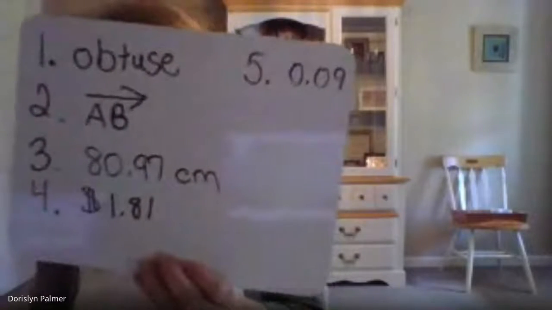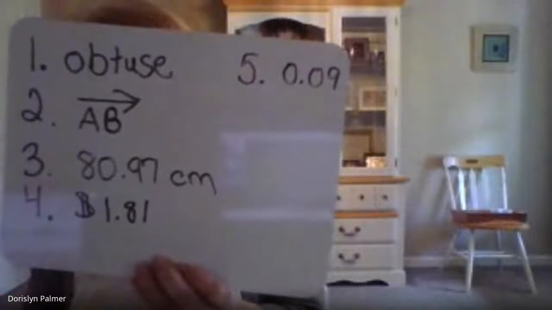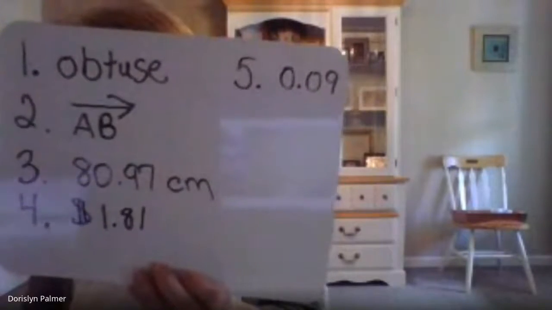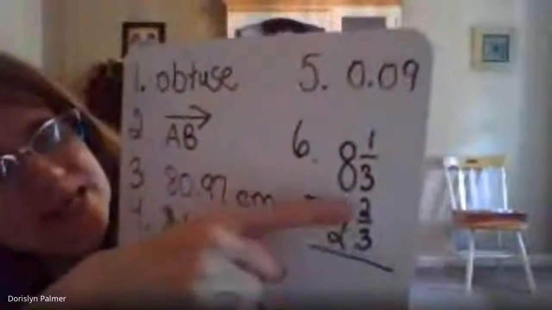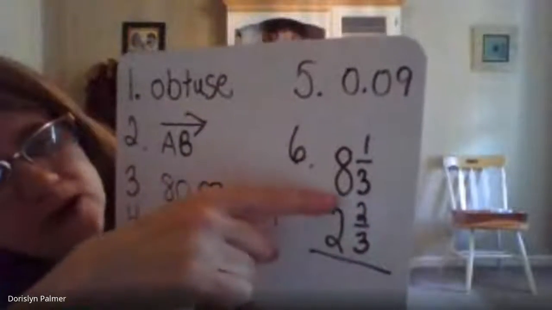Okay, last one. Jose jumped 8 1/3 feet. This was 2 2/3 feet farther than Lila jumped. How far did Lila jump? So we're going to have to do some subtraction. 8 1/3 minus 2 2/3. And we get to that point where we're like, uh-oh, we can't take 2/3 away from 1/3, so we have to borrow from the 8 and make it a 7.